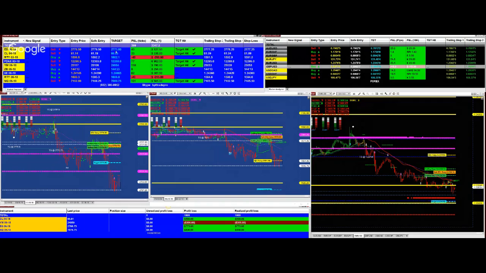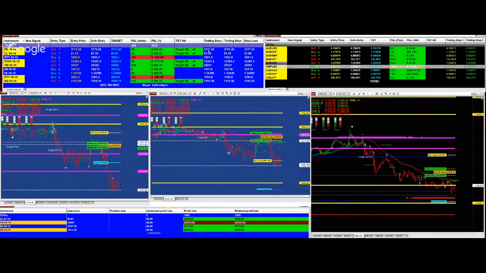Your target is 2773. Based on the pullback, re-entry is 2779.50. At the moment, the ES is 44 ticks, and then it tells you how many ticks is your PNL and your target. Your trailing stop one is a minor support fib, and then the trailing stop two is a major floor fib.